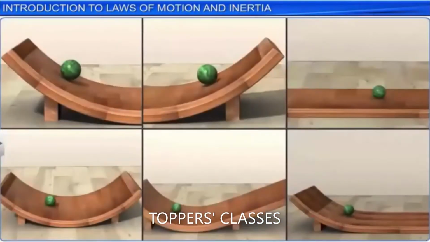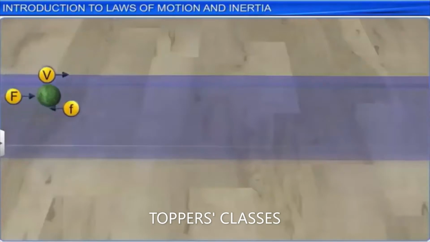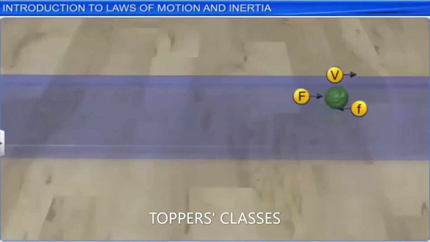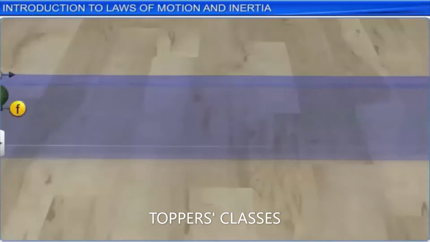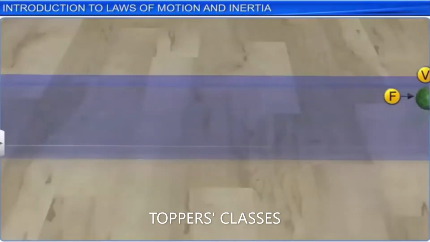From these experiments, Galileo concluded that in either case, the state of rest and the state of uniform linear motion with constant velocity, the net force exerted on a body by the external agencies is 0. Therefore, to maintain uniform velocity, the external force required is only equal to but opposite to the frictional force, such that the net external force is 0.